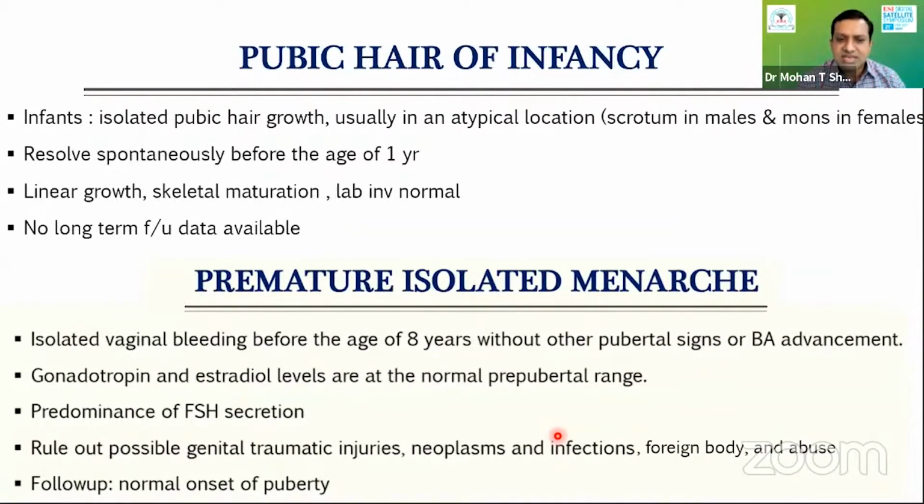It is a predominant FSH secretion. Just rule out genital traumatic injuries, neoplasm, infection, and very important, rule out foreign bodies and sexual abuse. This is important: they have normal prepubertal range of the hormone levels, and just require follow-up to normal onset of puberty.